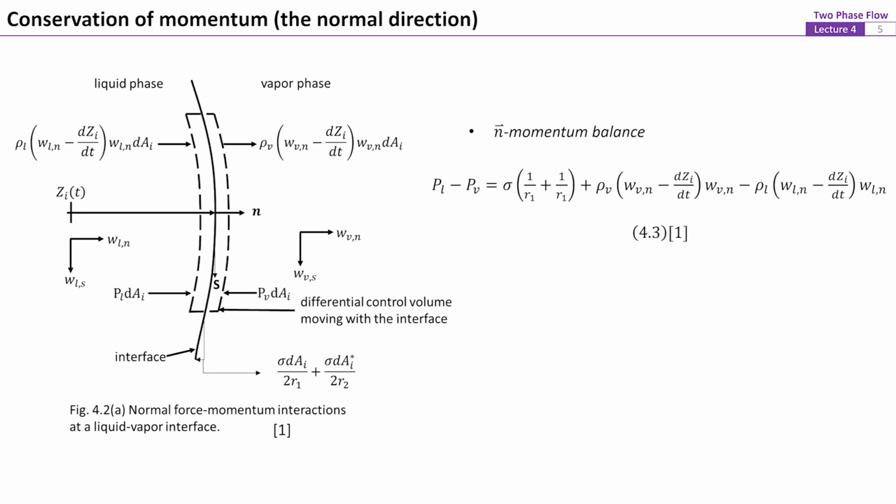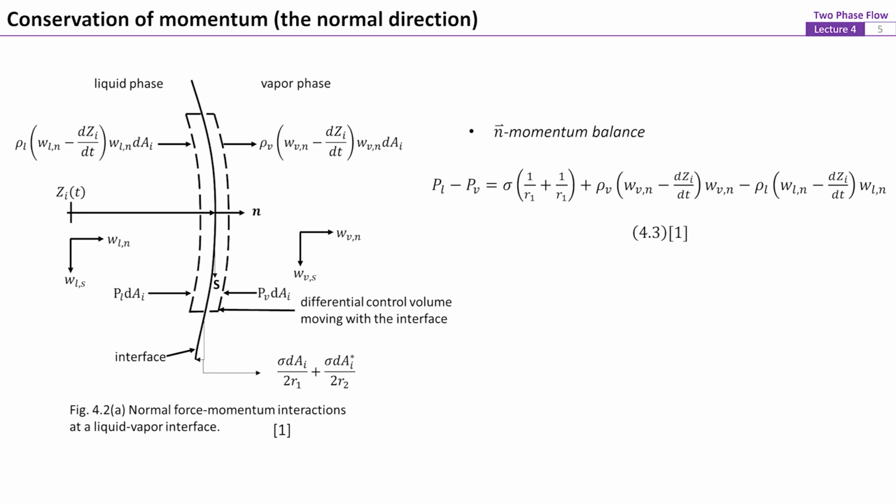The interface is moving in the n direction with a speed of dz/dt. Momentum in the direction of the unit normal vector n is convected into the control volume at the relative velocity of the fluid with respect to the interface. This is represented in the last two terms in equation 3.